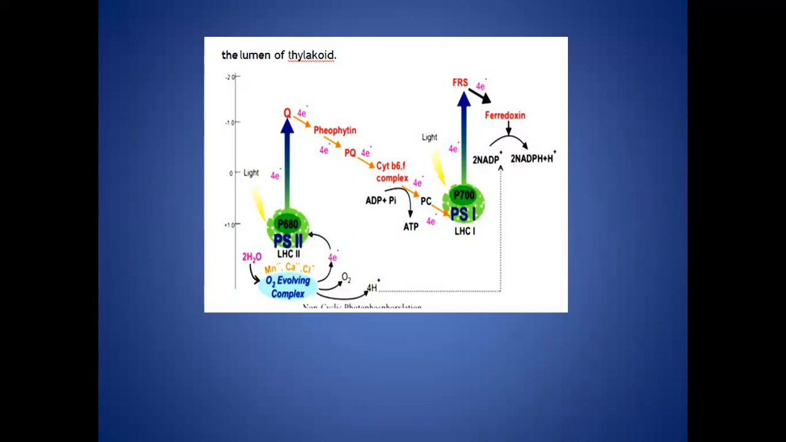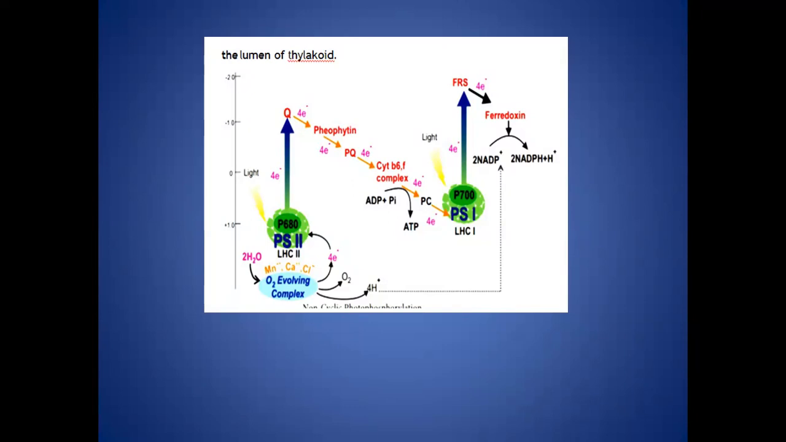From the plastocyanin it again reaches the P700 that is present in photosystem 1. So already when the light is falling on photosystem 1, their electrons are excited. They are left from this P700. So it is a deficiency. This deficiency is recouped by the PC, the electrons coming from the plastocyanin.